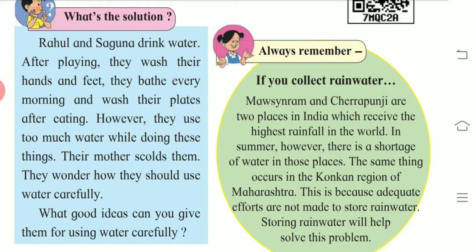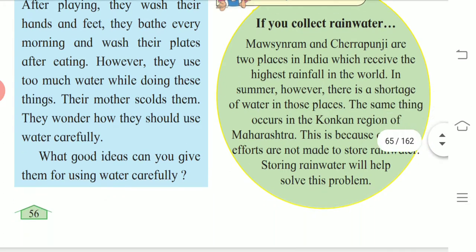Always remember, if you collect rainwater, it can be used later. Mawsynram and Cherrapunji are two places in India which receive the highest rainfall in the world. In summer, however, there is a shortage of water in those places. The same thing occurs in the Konkan region of Maharashtra. This is because adequate efforts are not made to store the rainwater. Storing rainwater will help solve this problem.